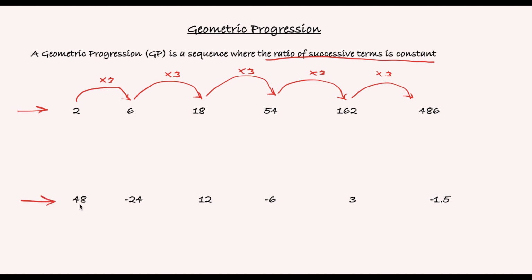Similarly, if you look at this next example, you would notice that the common ratio here is minus half. Because if you multiply 48 by minus half, you get minus 24. And if you multiply minus 24 by minus half, you get 12, because minus cancels out minus and 24 multiplied by half is 12. So we have a common ratio of minus half here.